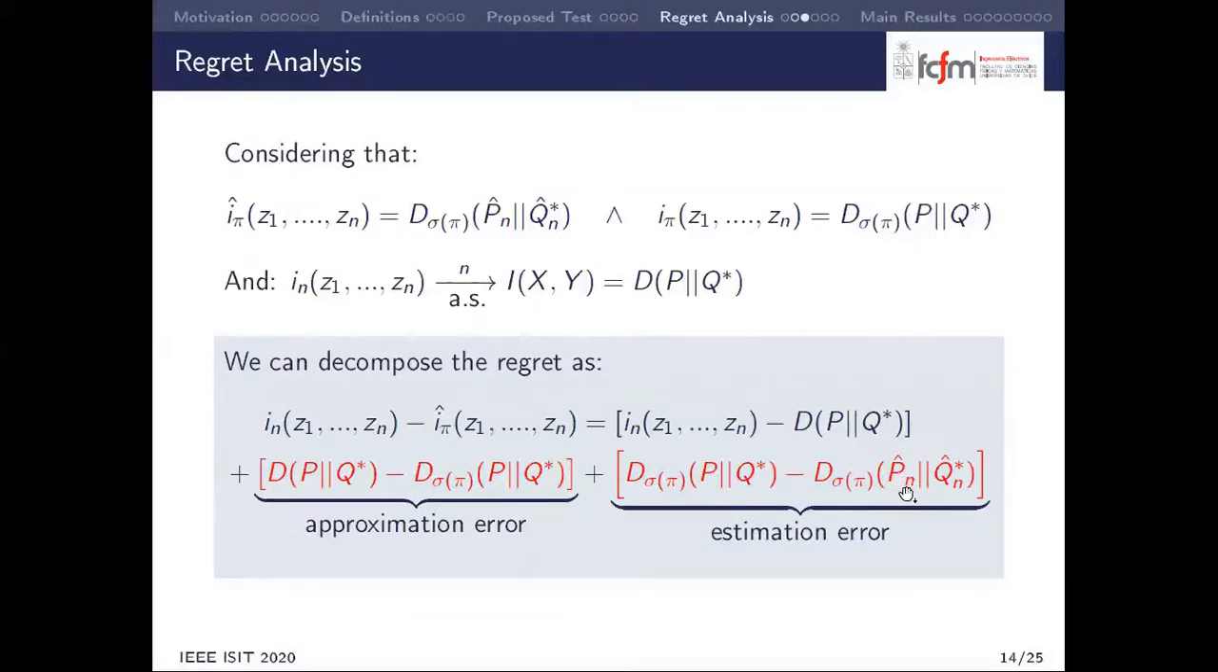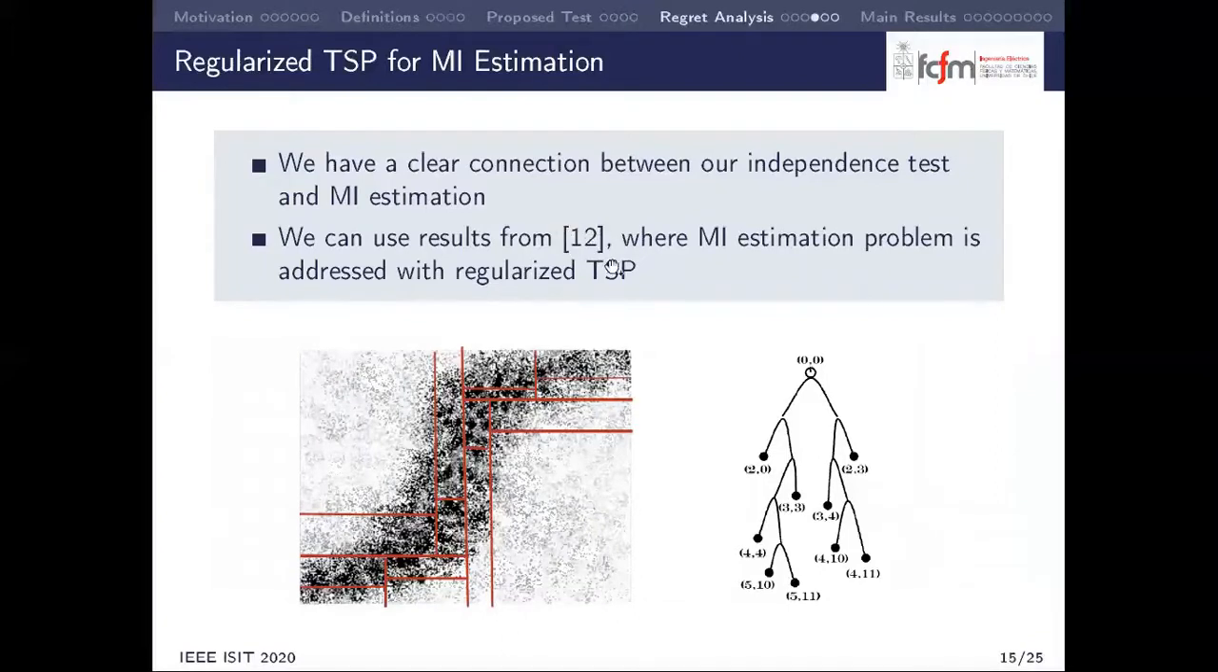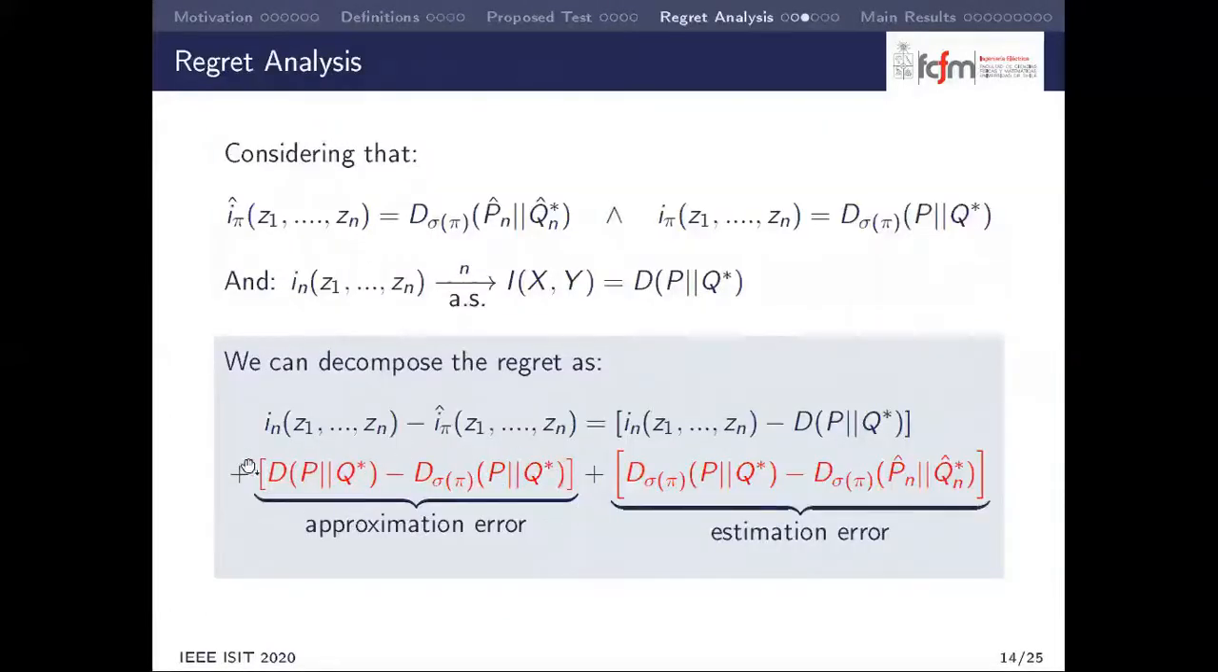So we have established here a connection with the problem of estimating mutual information, because we try to minimize this. So we can use the results from this paper, reference 12, that you can read, of course, if you want. I recommend you do, where the mutual information estimation problem is addressed using regularized tree-structured partitions, which is a way to represent these partitions as binary trees, where each leaf represents a block of the partition. And once we have a full tree, we regularize it in order to find the optimal trade-off between approximation error and estimation error.